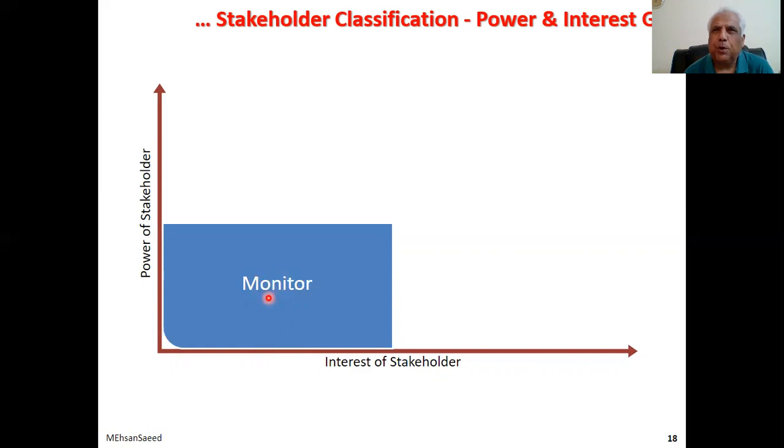So just monitor. It is just like the watch list of risks. You keep referring back to the watch list to see if any low risk is going to escalate. Likewise, you will off and on look at this category of stakeholders just in case they gain more power or they gain more interest in the project.